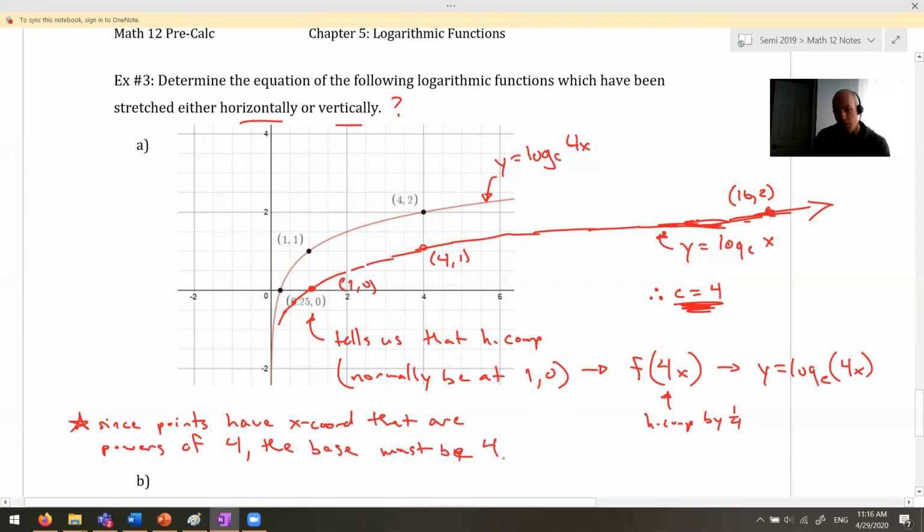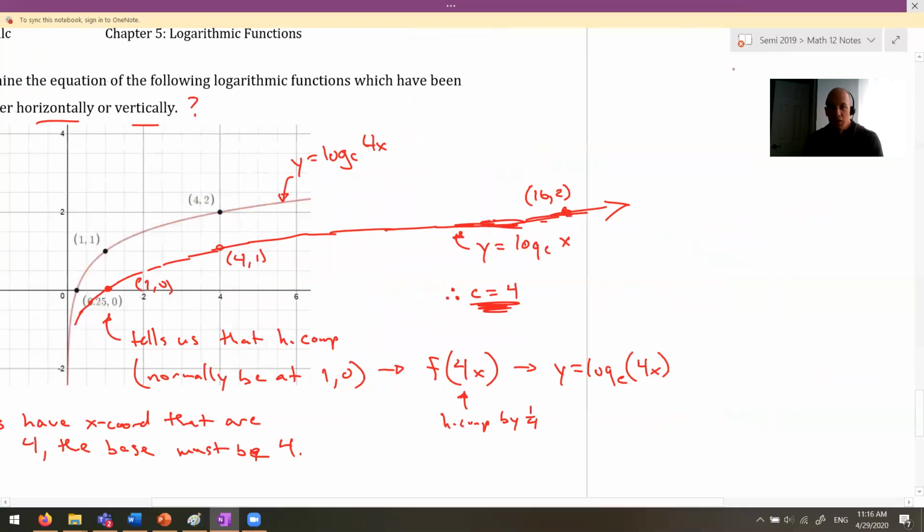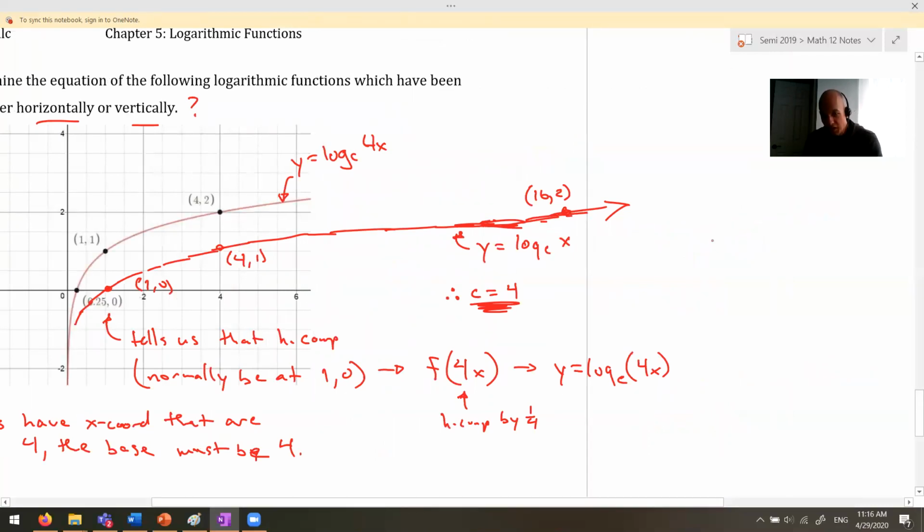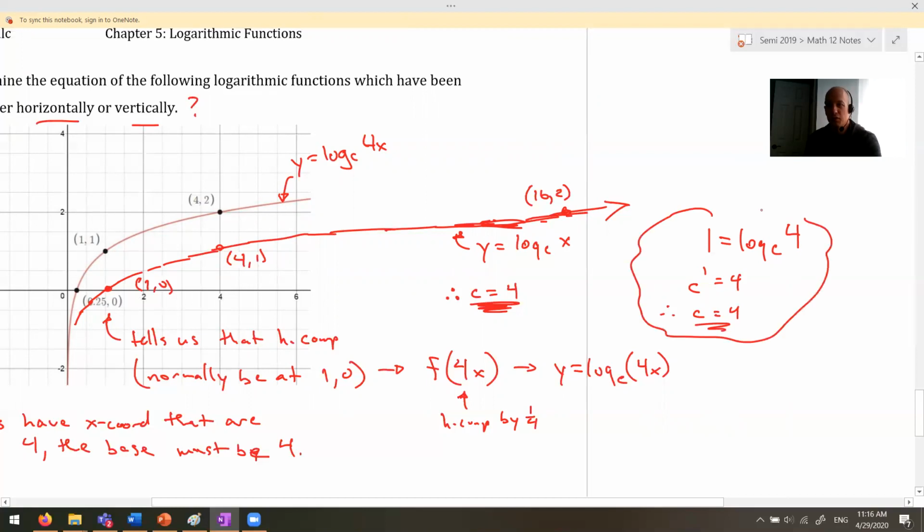If you don't like that, you can always go ahead and sub in one of these points and say, well, when y is 1, x is 4. Putting this into exponential form, this would be c to the power of 1 equals 4, therefore c is equal to 4. You could do it that way too. This is an alternative method using algebra. This is the algebra method, but I'm just a big fan of looking at it.